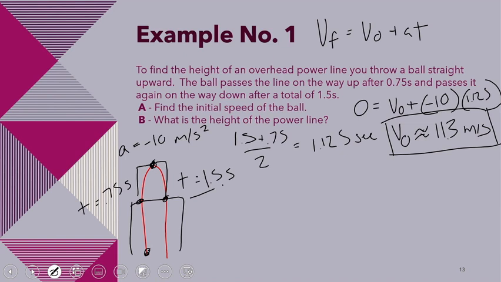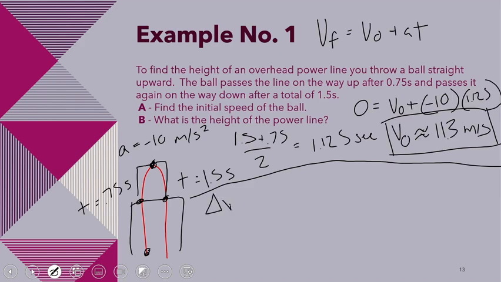Now for part B, you want to find the height of the power line. I think I'll just draw a little line here so you guys don't get confused. So, to find the height of the power line, we're going to use equation number 3 because we know that we crossed it at 0.75 seconds. Our initial velocity was 11.3 meters per second, and our acceleration is negative 10 meters per second squared. So you have the time, the initial velocity, and the acceleration. And if you're looking for the displacement, then equation 3 is what you want to use.